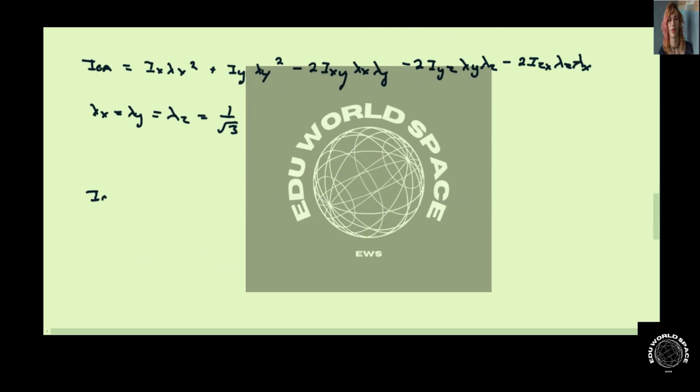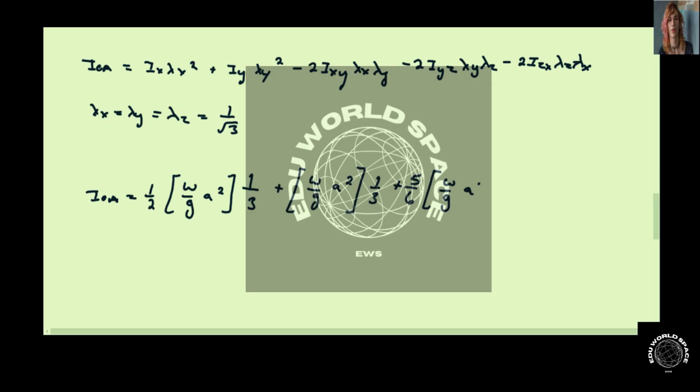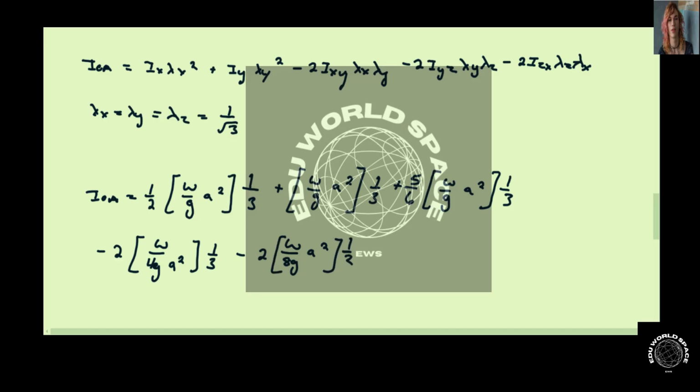Okay, so now we can plug into IOA. We have 1/2 W/g a squared times 1/3, and now we have W/g a squared times 1/3, plus 5/6 W/g a squared times 1/3, minus 2 W/4g a squared times 1/3, minus 2 W/8g a squared times 1/3, minus 2 times W/8g 3a squared times 1/3.